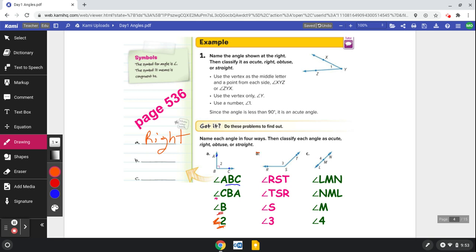All right, let's look at B. You can name it going from R, S to T, or going the other way, T, S, and R. It's at our vertex of S, and that is also labeled as angle 3. Okay, now if I look, it is bigger than a 90-degree angle, the right angle, so we would call this one an obtuse.